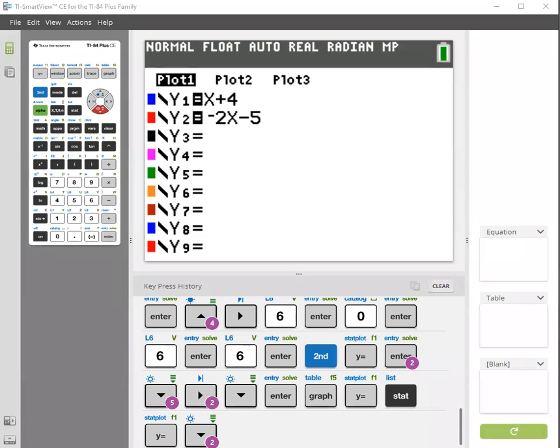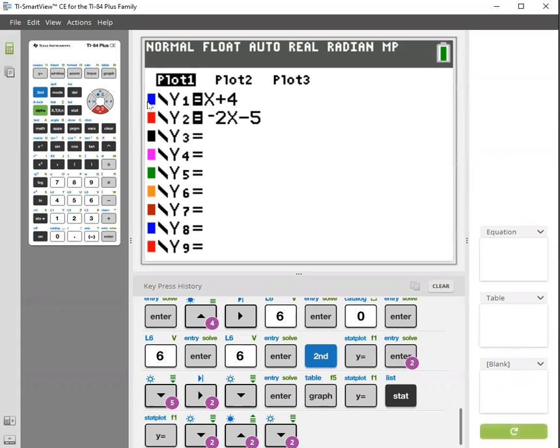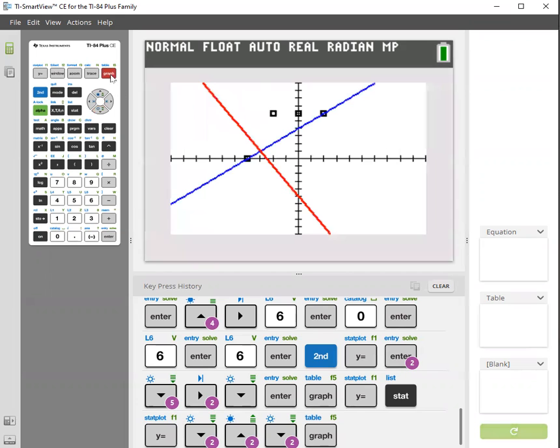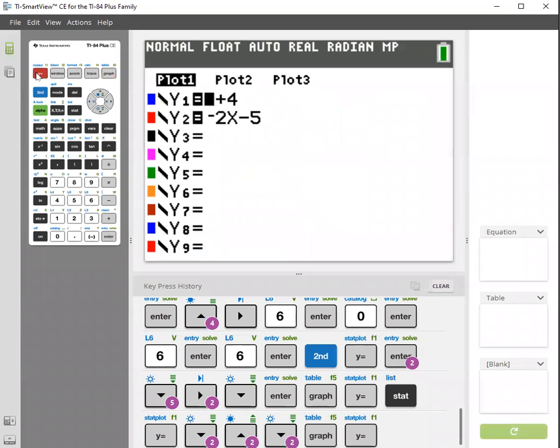Using the TI-84 calculator, what I do first is I turn the calculator on and I click the button Y equals. And then I enter the two equations here as lines y1 and y2. So for the first inequality, we have y is less than or equal to x plus 4. And for the second one, y is greater than or equal to negative 2x minus 5. If we graph it here, we'll see that this makes the straight lines, but it's not shaded in.